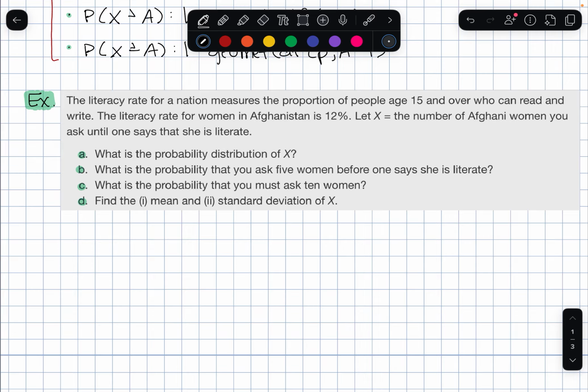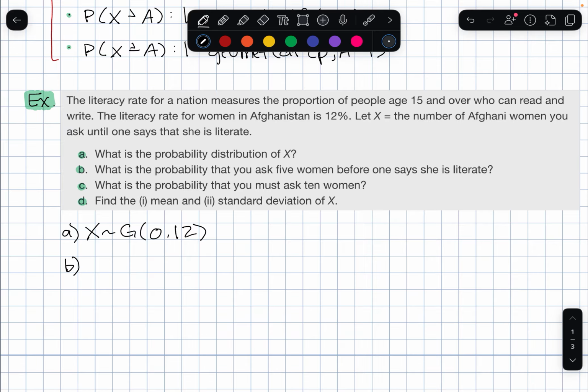So first question, what is the probability distribution? I know I'm keeping track of the number of trials I do until I get a success, and everything else looks like a binomial. So this is geometric. And the probability of success, finding someone who says they can read, is 12%, so 0.12.